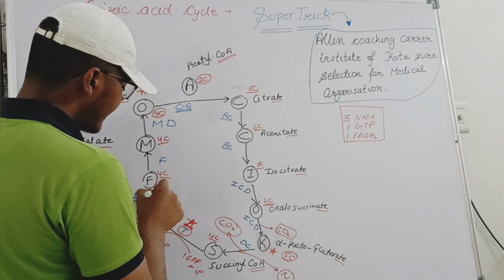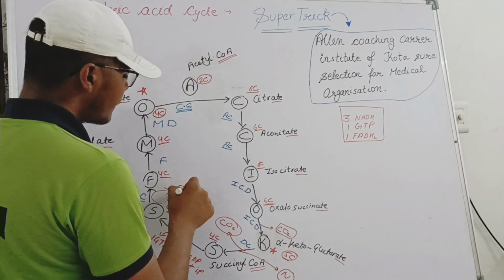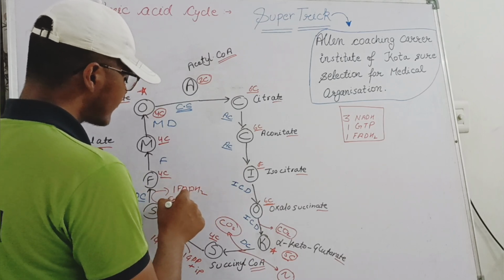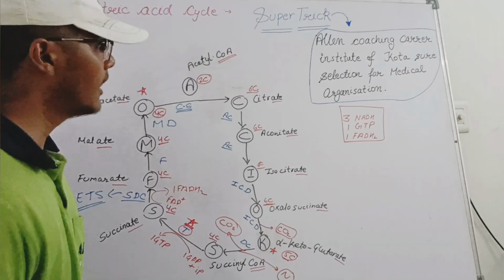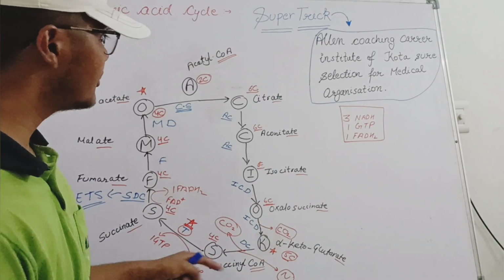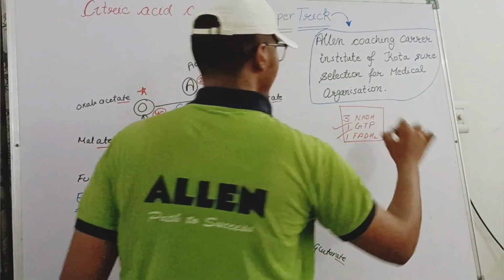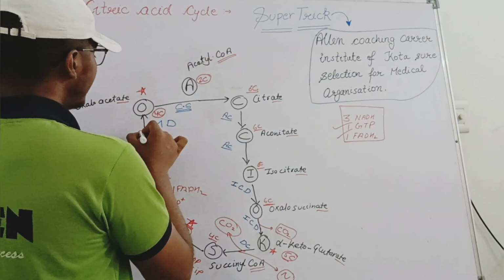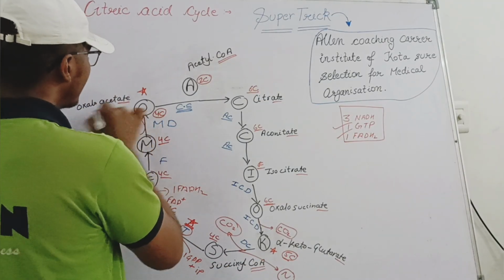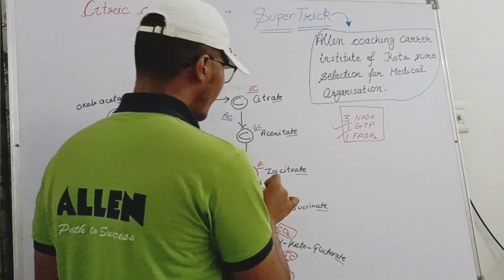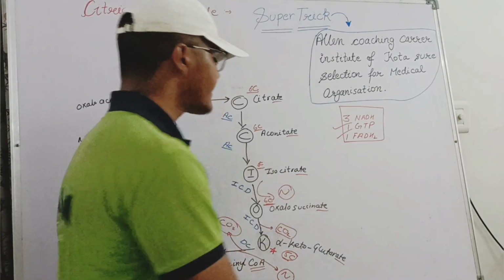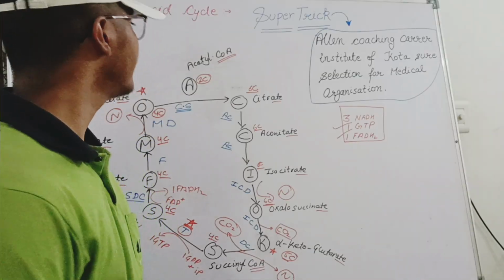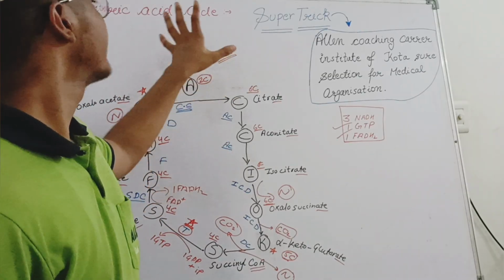In the next step, we will form one FADH₂ molecule from FAD plus. That is also quite easy. Now we have made one GTP, one FADH₂, but we have made only one NADH. So one NADH we will form in the last step also, and one NADH we will form from the isocitrate to oxalosuccinate also. So this is very easy and super easy for you to remember the citric acid cycle.